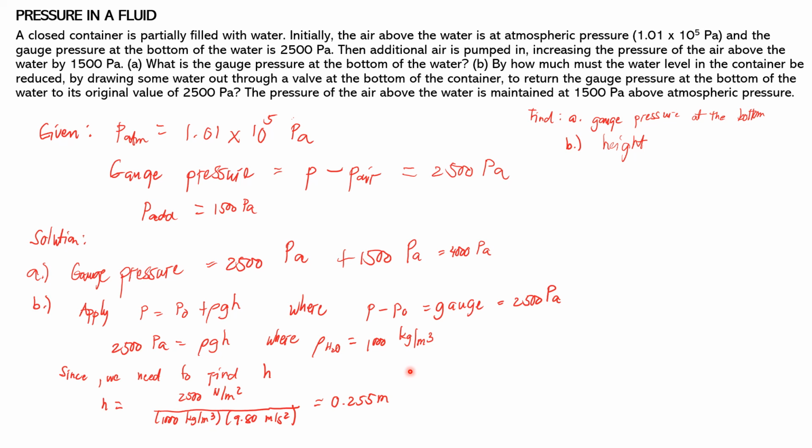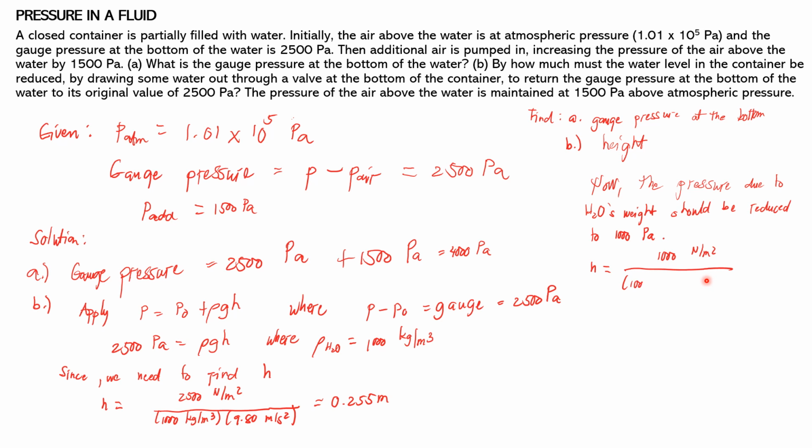Okay, so to keep the bottom gauge pressure at 2,500 Pascal, after the 1,500 Pascal increase at the surface, the pressure due to the water's weight must be reduced to 1,000 Pascal. And we need to compute for the new height. The new height is given by 1,000 Newton per square meter over 1,000 kilogram per cubic meter times 9.8 meter per second squared, and that is equal to 0.102 meters.